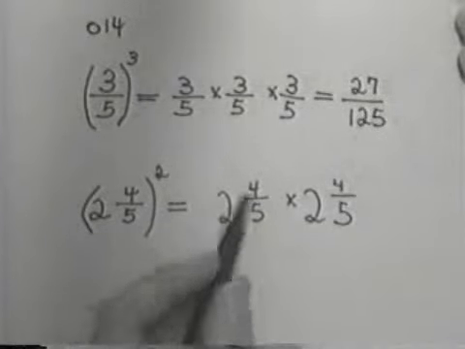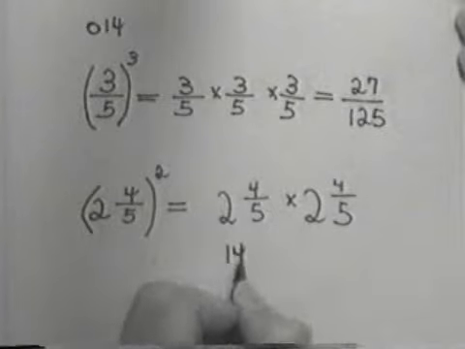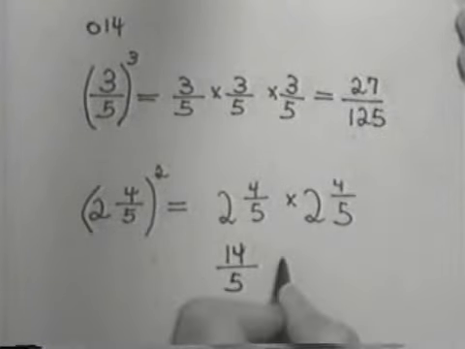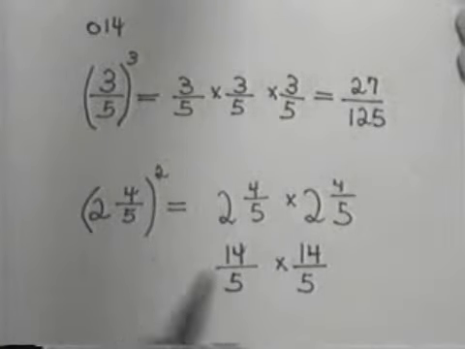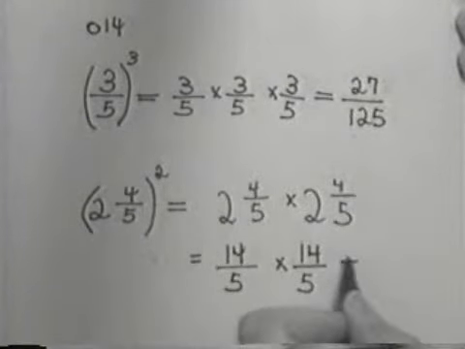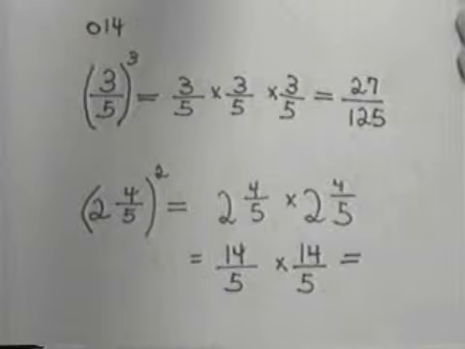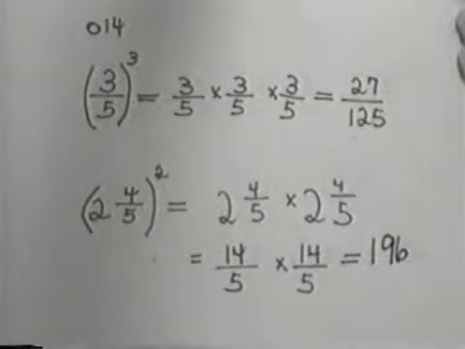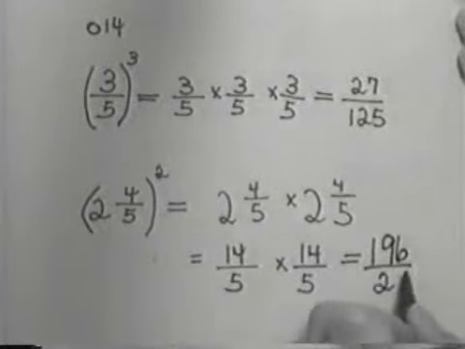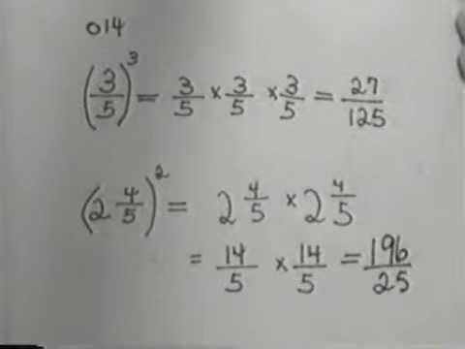The way we multiply 2 4/5 by itself is we change them to improper fractions. 5 times 2 is 10, plus 4 would be 14/5, times another 14/5. So now we're ready to multiply 14 by 14, and when we do that, we'll get 196. And 5 times 5 will give us 25. It's fine to leave our answer as an improper fraction, since nothing could be reduced here.